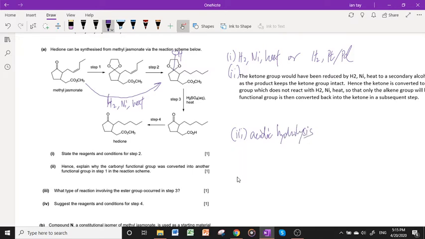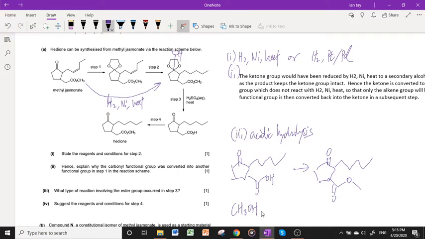So and then step 4, basically we are going from this to this, so it's obvious there's an esterification. So esterification, we need the alcohol to react with the carboxylic acid group. So CH3OH, and you need conc. H2SO4 catalyst, right? Because you are not using acyl chloride, you are using a carboxylic acid here, and heat, definitely.